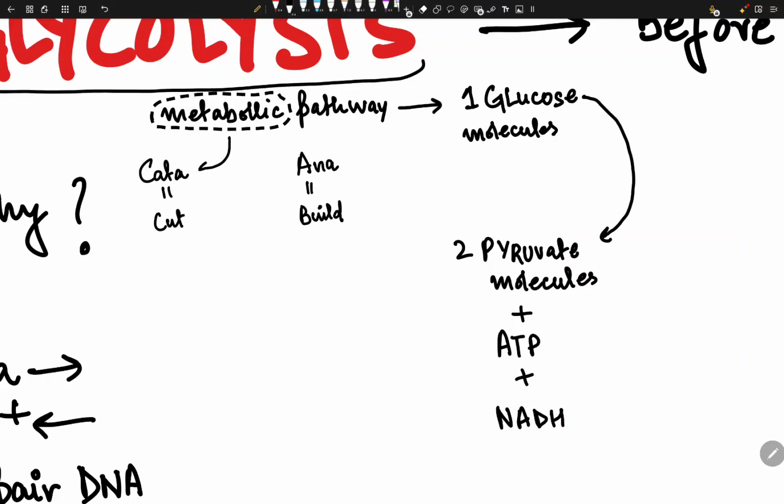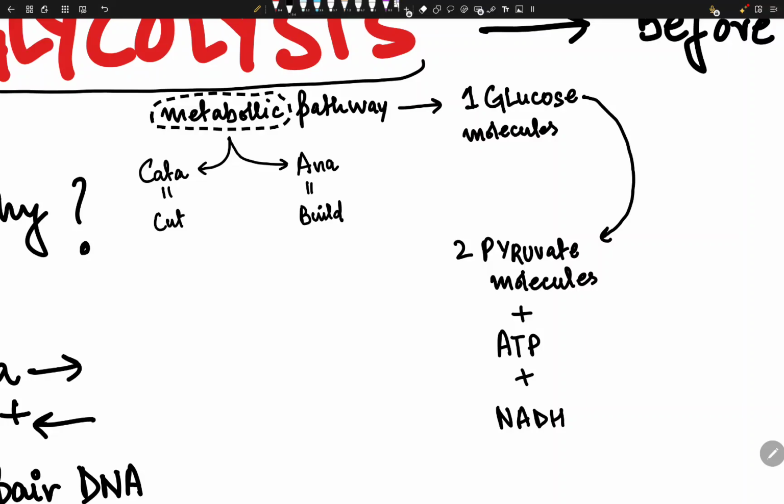So, catabolism is a metabolic process. What is catabolism? Catabolism is a process when we break large molecules, and once we have done that, we release a lot of energy. For example, glycolysis itself. What is glycolysis? Glycolysis is a metabolic pathway in which we use one glucose molecule to produce 2 pyruvate molecules, ATP and NADH. So glycolysis is a catabolic pathway.